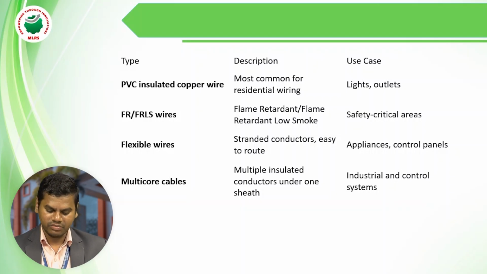So next, flexible wires. The flexible wires have standard conductors and are easy to route, but the use case is only for appliances and control panels. Then multi-core cables. The description of multi-core cable is multiple insulated conductors under one sheath. The use case here is industrial and control systems, and panel wiring.